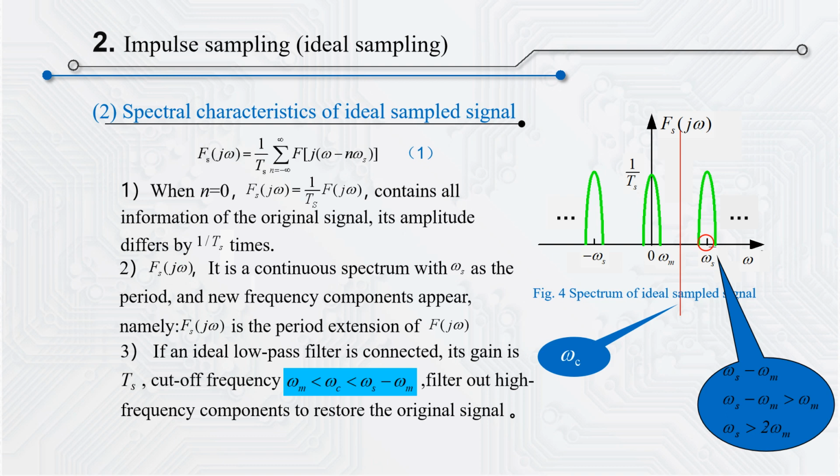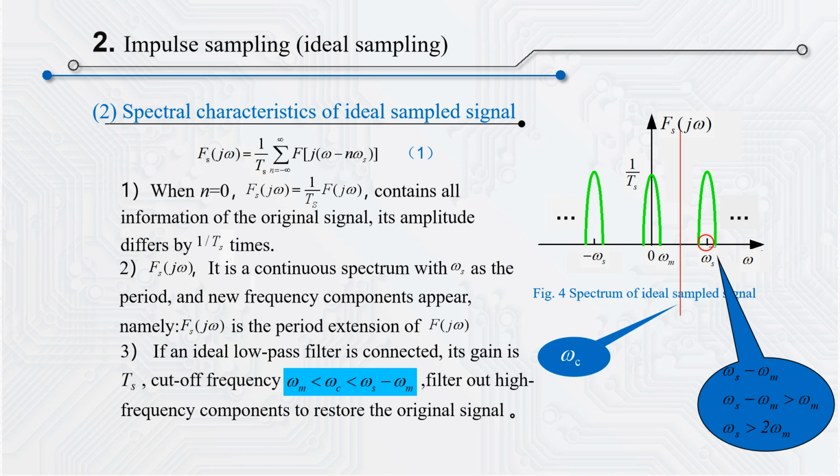The frequency at this point is very critical. The frequency at this point is determined by omega s. Therefore, omega s minus omega m must be greater than omega m. Otherwise, the spectrum of this point will overlap with that of the original signal. Therefore, omega s must be greater than 2 omega m. Otherwise, it will cause spectrum aliasing through analysis of the ideal sample signal.